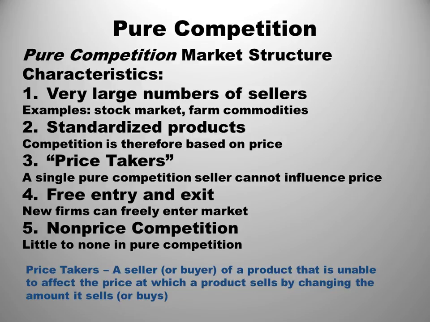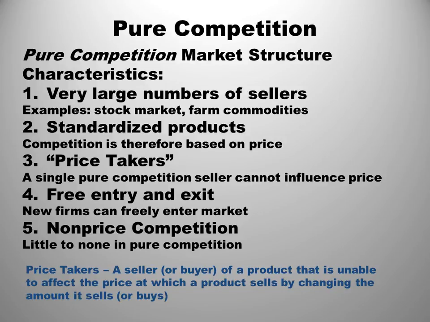Pure competition. What are the characteristics of this market structure? Well, a very large number of sellers. The stock market, for example, there are millions of people who are willing to sell shares of certain stock in the market, and so that is a pure competition. Farm commodities, things like pork bellies, frozen concentrated orange juice, bananas, stuff like that.